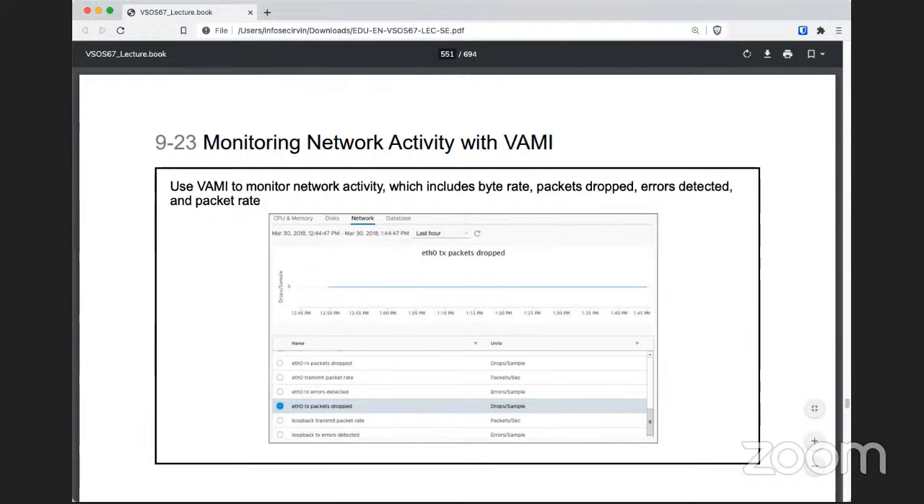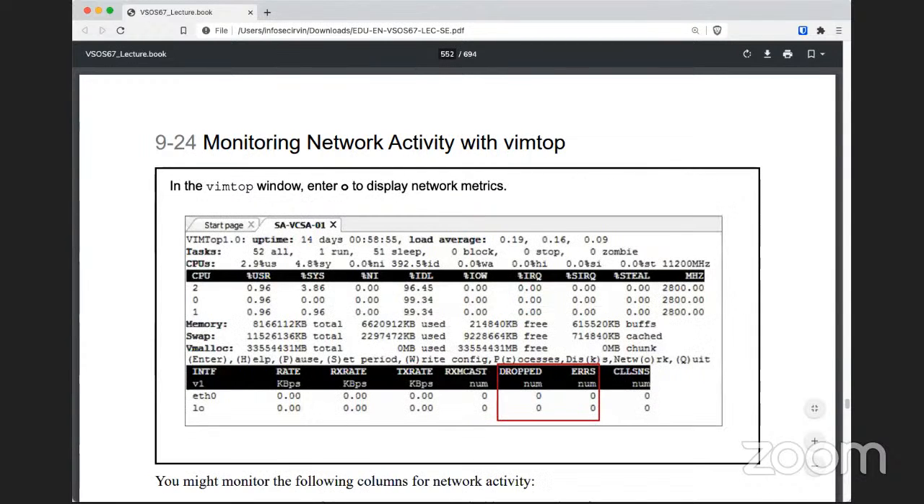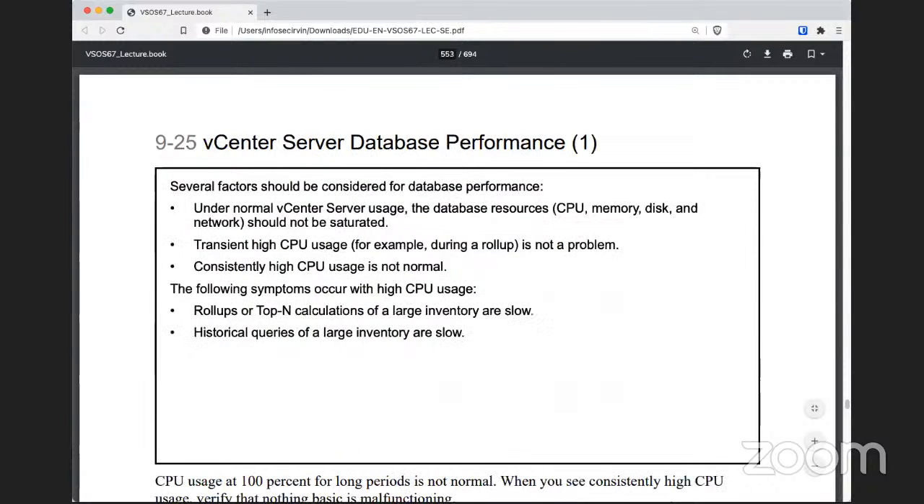So again, if you're running a database outside of vCenter, like a custom built one or running a database on a different box, you would use something like this to view the network activity and see how many packets are being dropped between vCenter and the database. You want to minimize the latency and the number of dropped packets, because again, it's highly important that vCenter can easily and quickly communicate with the database.